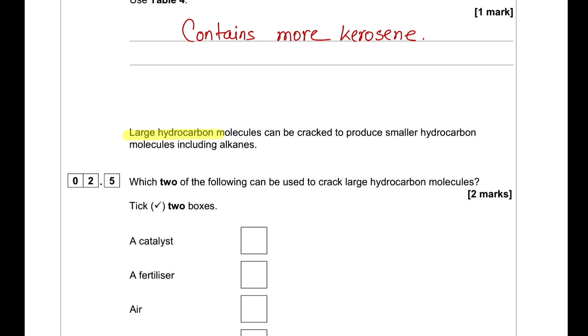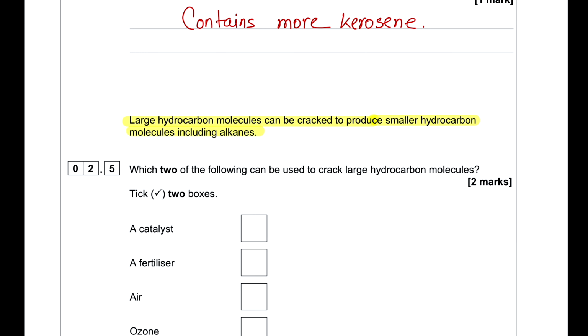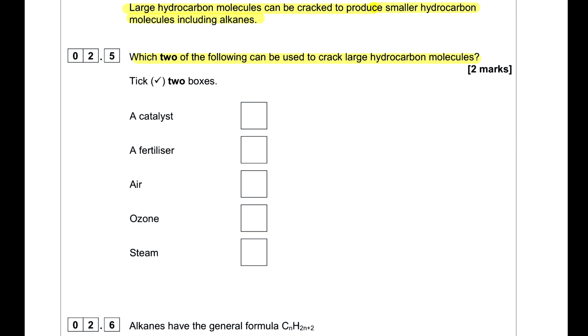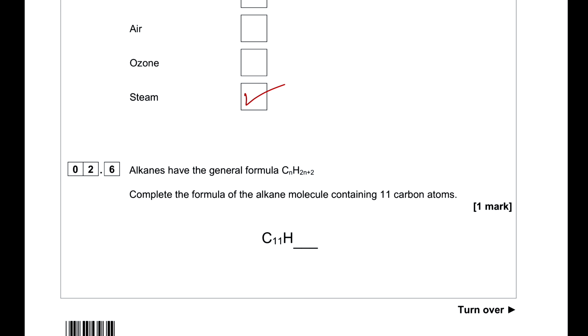Large hydrocarbon molecules can be cracked to produce smaller hydrocarbon molecules, including alkenes. Which two of the following can be used to crack large hydrocarbon molecules? We can either use a catalyst to crack it down or we can use steam. Alkenes have general formula CnH2n+2. Complete the formula of the alkene containing 11 carbons. So it will be 11 times 2 plus 2.